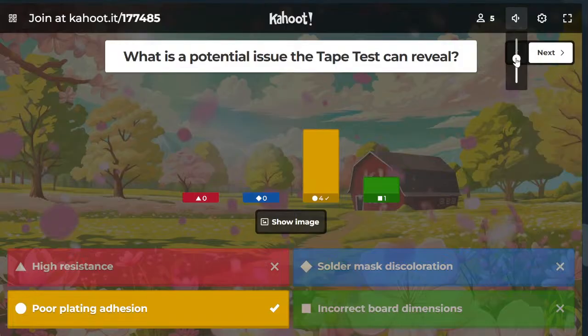So many people answered poor plating adhesion, and one answered incorrect board dimension. No. With a tape test, it's not like a measurement tape, okay?